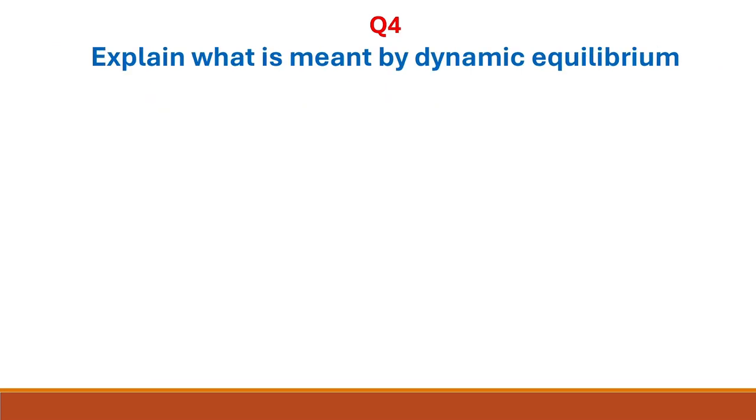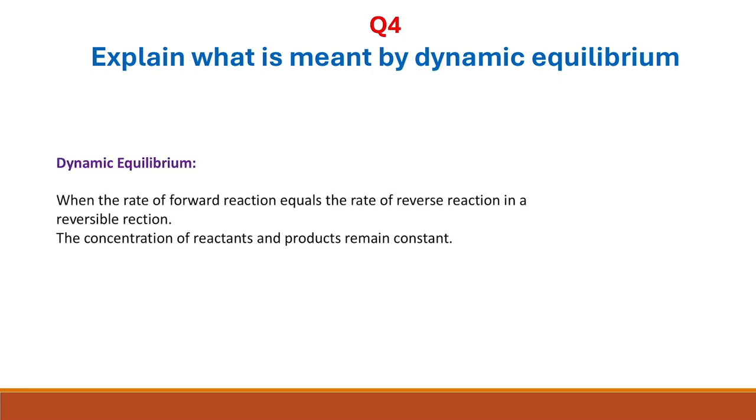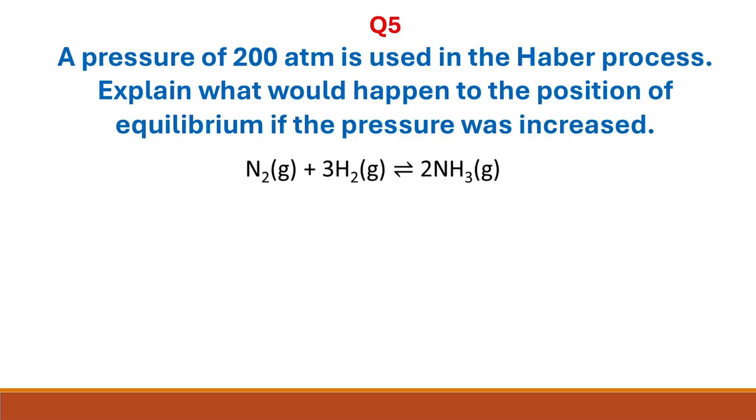Question 4. Explain what is meant by dynamic equilibrium. Dynamic equilibrium is an equilibrium that is reached for a reversible reaction when the rate of the forward reaction equals the rate of the reverse reaction. The concentrations of reactants and products remain constant. Don't say that they are the same. They are not the same. They just remain constant.